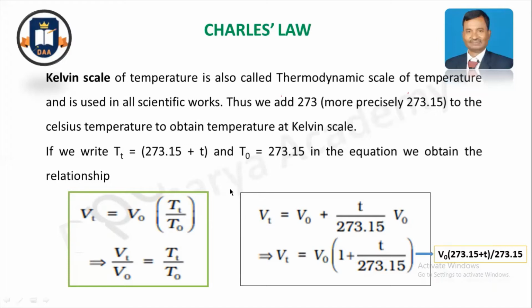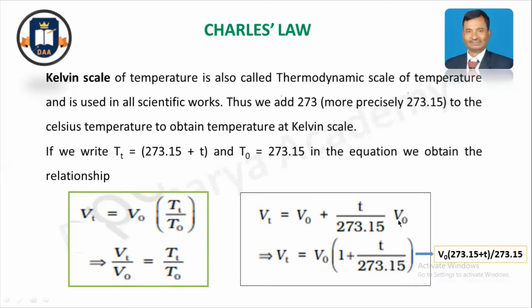So we can obtain an equation. If you see, from the previous equation, if we add, then Vt is equal to V0 multiplied by Tt by T0. Here on the right side, if you see, the explanation is there. Vt is equal to V0 plus T by 273.15 multiplied by V0.